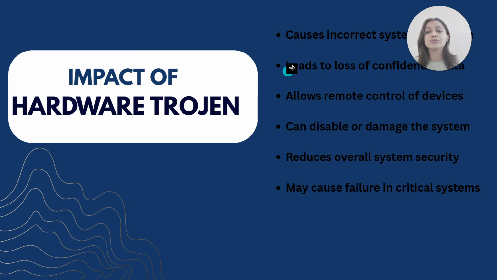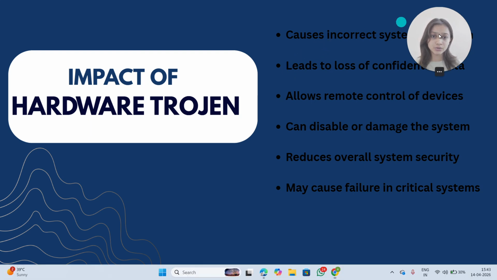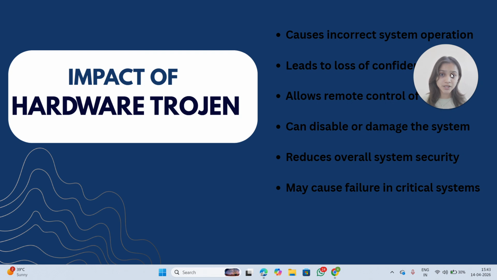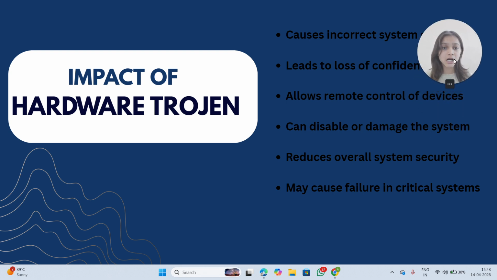Now see the impact of the hardware Trojan. A hardware Trojan causes incorrect system operation, leaks a lot of confidential data, allows remote control of the device, can disable or damage the system, reduces overall system security, and may cause failure in critical systems.